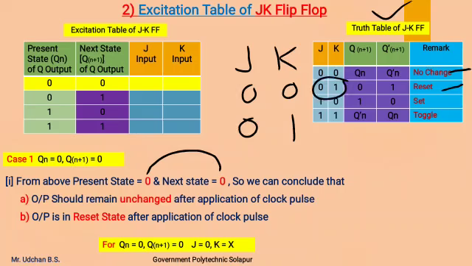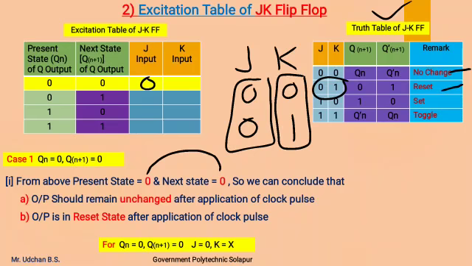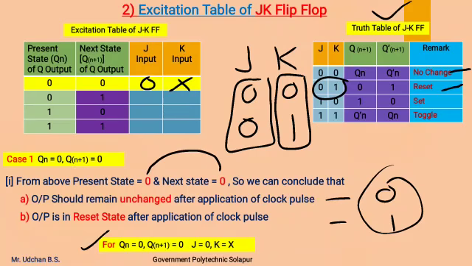So in this, the value of J is not changing for both the conclusions, so we can write J as a 0, and the value of K is changing as 0 and 1. For the first conclusion, value of K is 0, and second conclusion, value of K is 1. So I can write over here as a don't care, so that it can take both these values. So for Qn 0, Qn plus 1 0, the value of J is 0 and value of K is written as a don't care condition, that is 0 or 1.